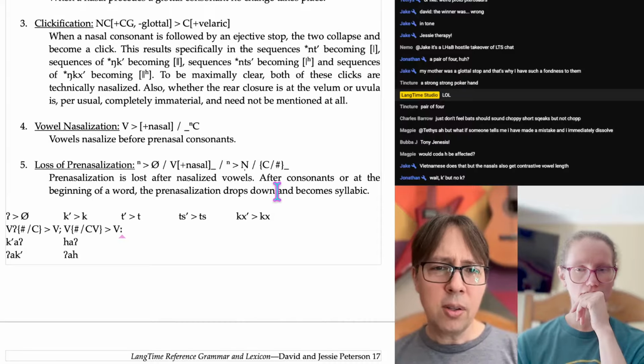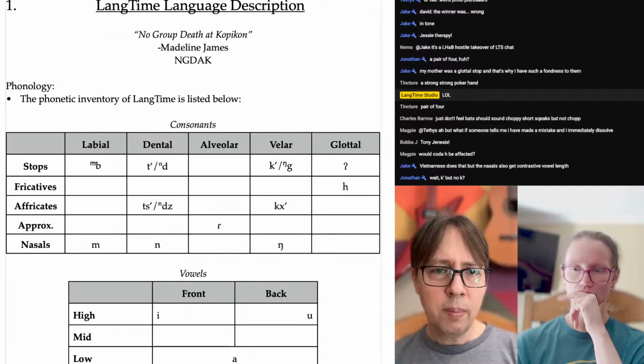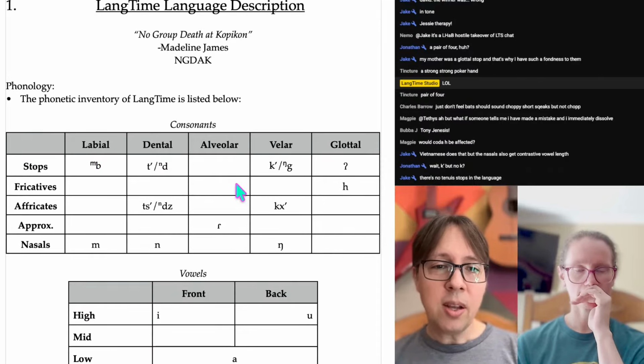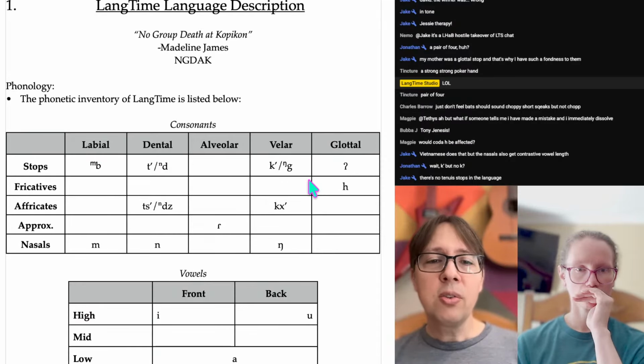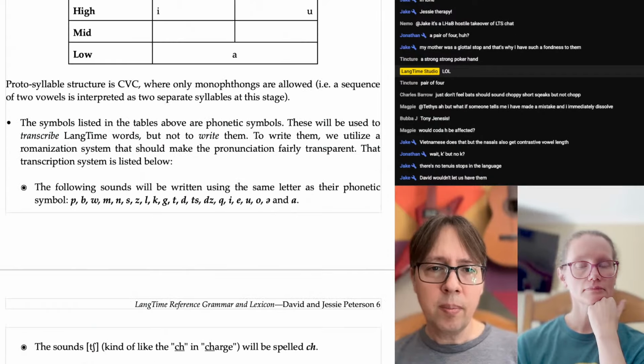Yeah, that's correct, Jonathan. It is a little bit of a surprise, but at this proto stage, we only have ejective stops, the glottal stop, or prenasalized stops. Essentially, there's only glottalized stop consonants or prenasalized. That's it.